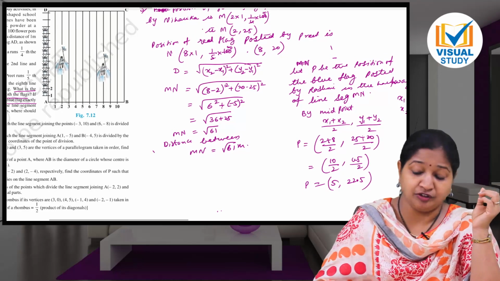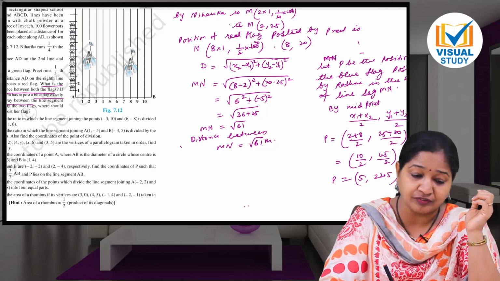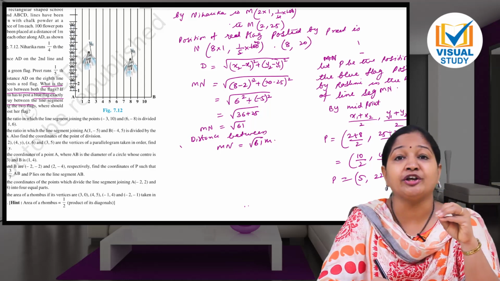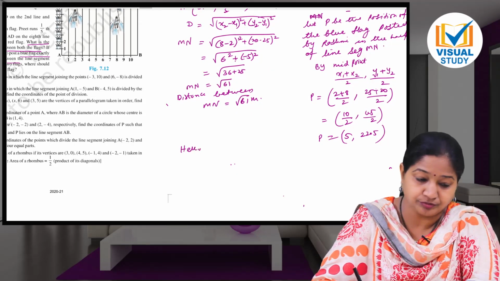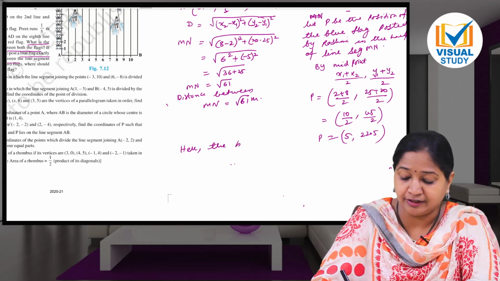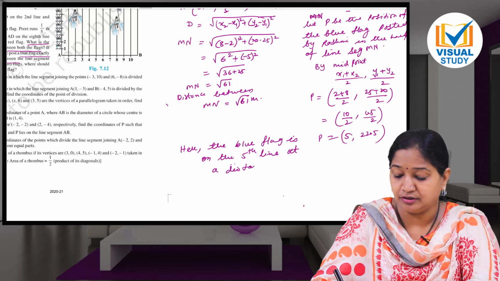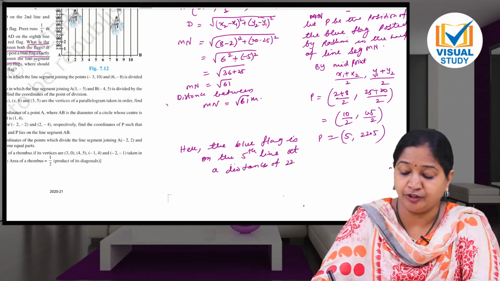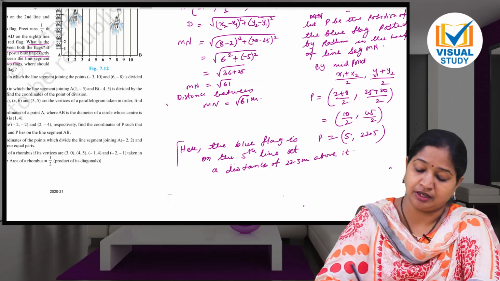So she will post the blue flag on the fifth line and at a distance of 22.5 meter. So we'll write the answer here. The blue flag is on the fifth line at a distance of 22.5 meter above it. Okay, this will be your answer.